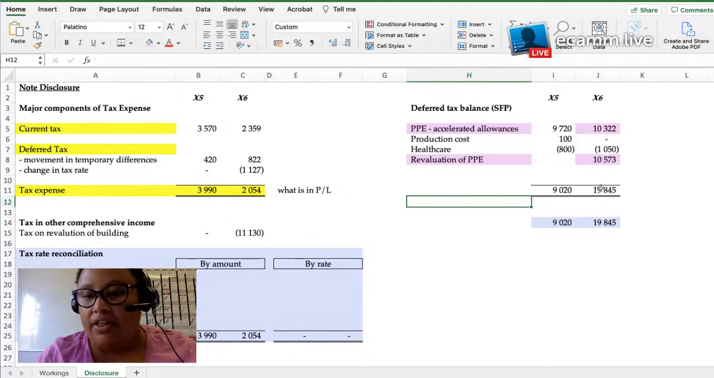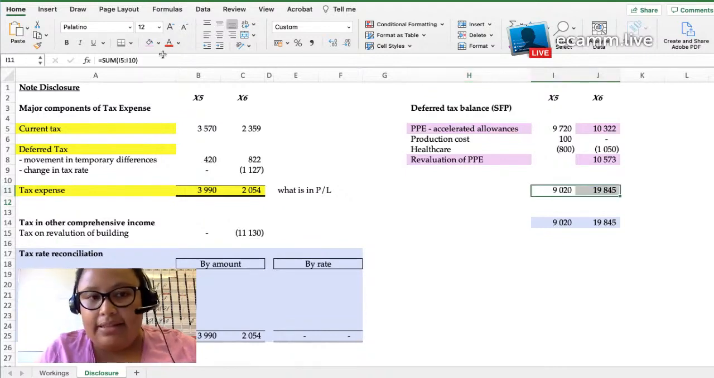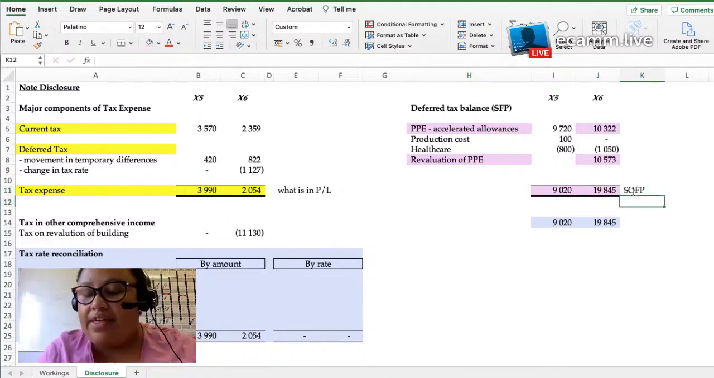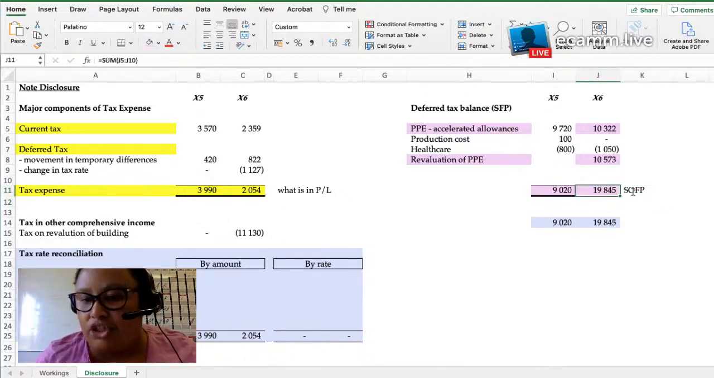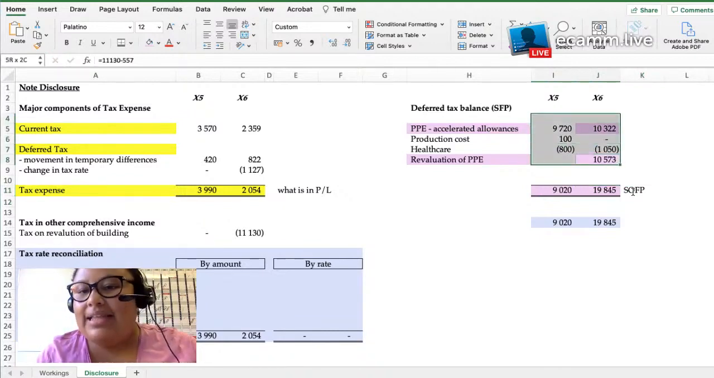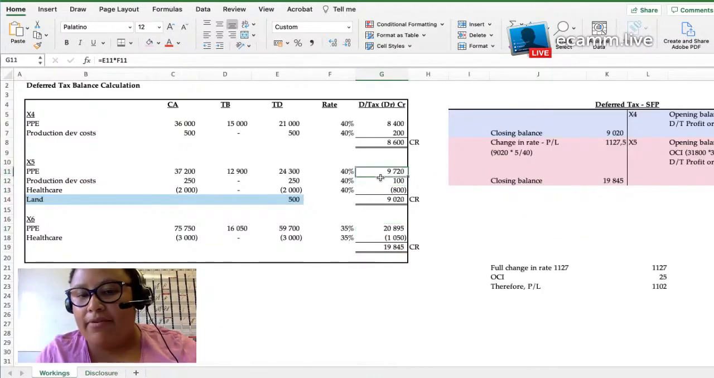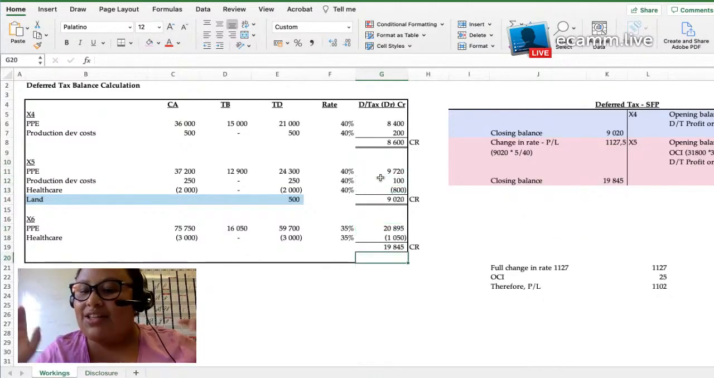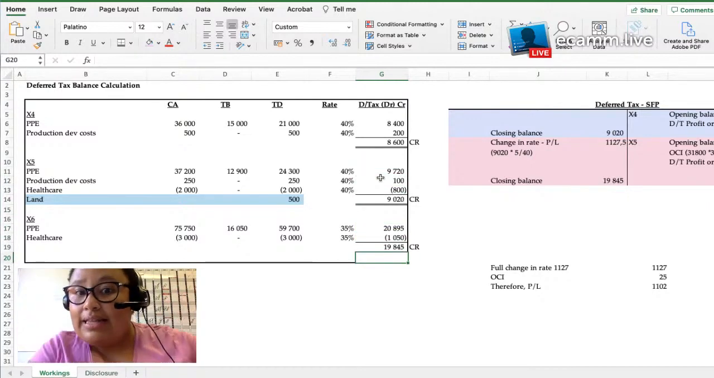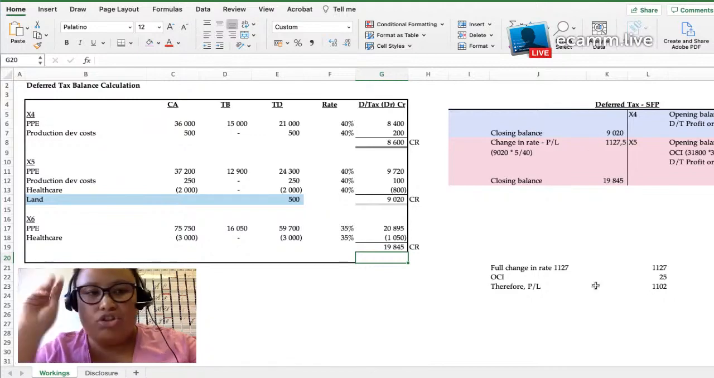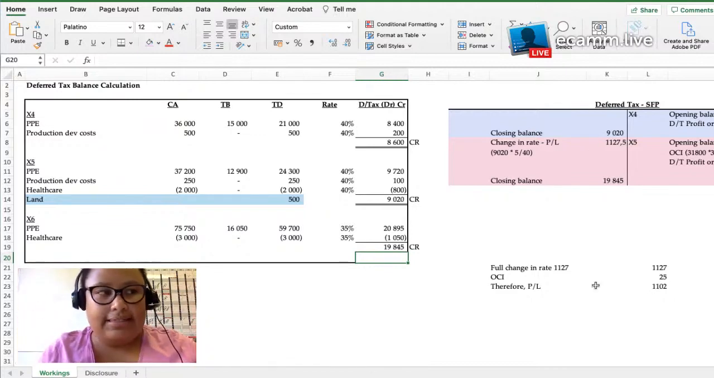It's just saying this is the balance in the statement of financial position. Okay, that's the balance in the statement of financial position. How did you get that balance? You got that balance by the temporary differences. And where is that coming from? Easy peasy. It's coming from your calc over there. So that's why it's so important that you set out your calculation like this, and you do your T account like that, because then the numbers are just pulling through easy peasy.